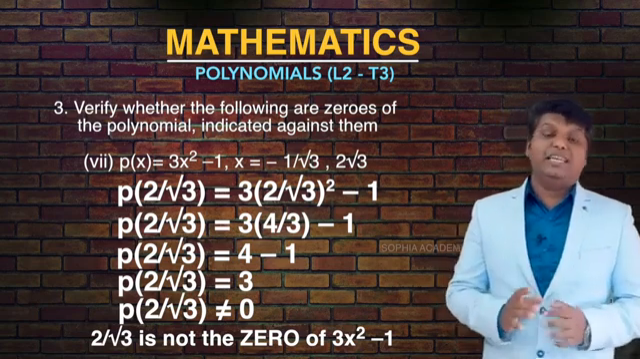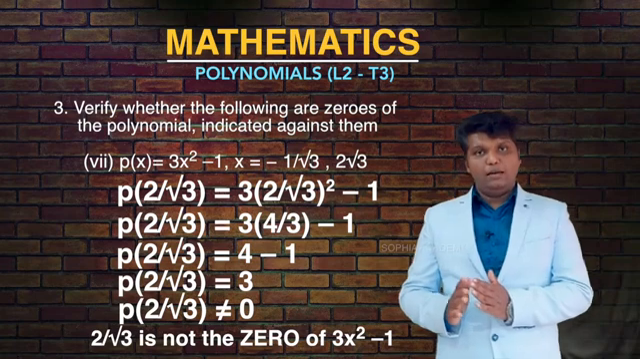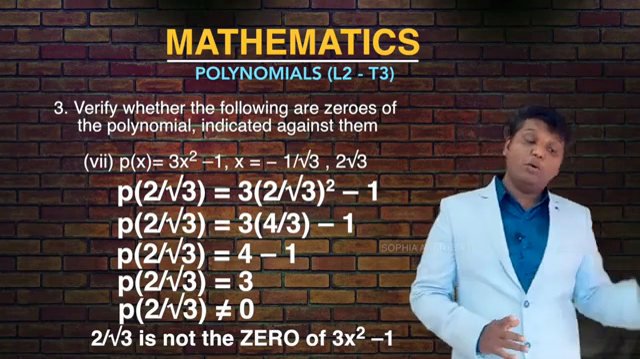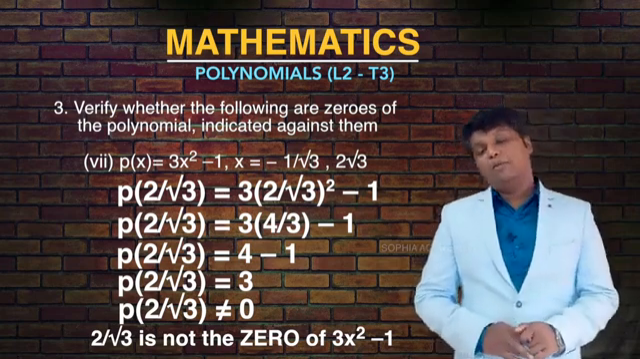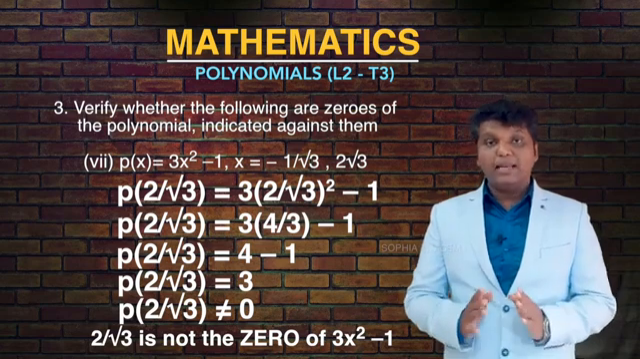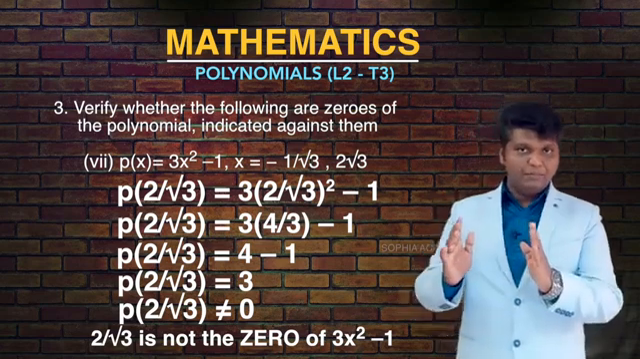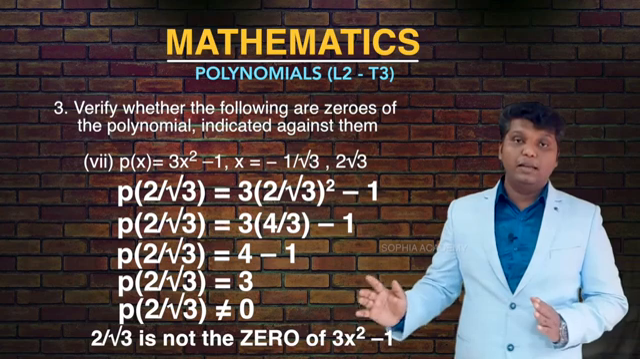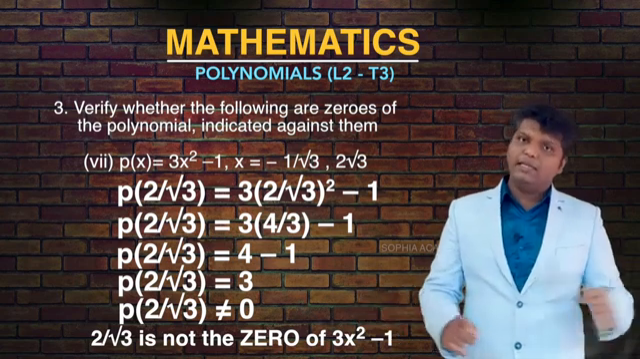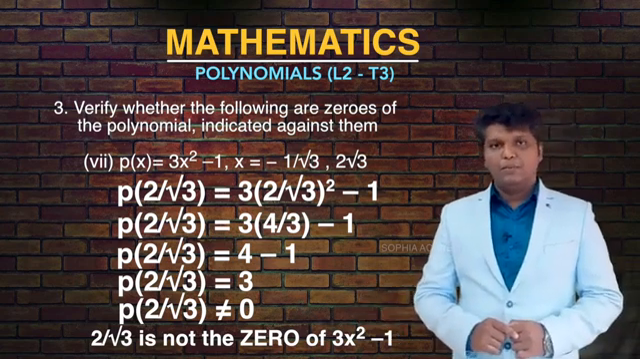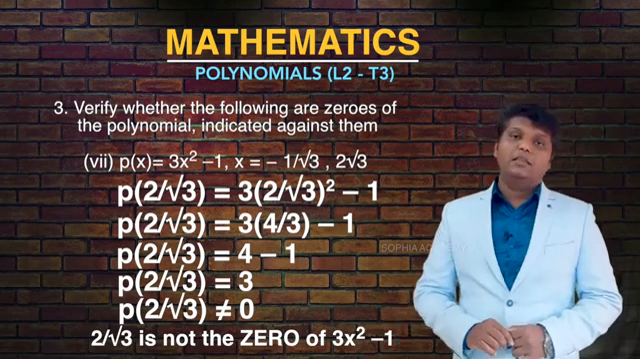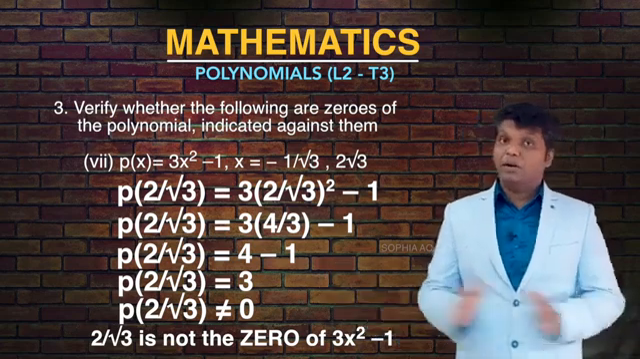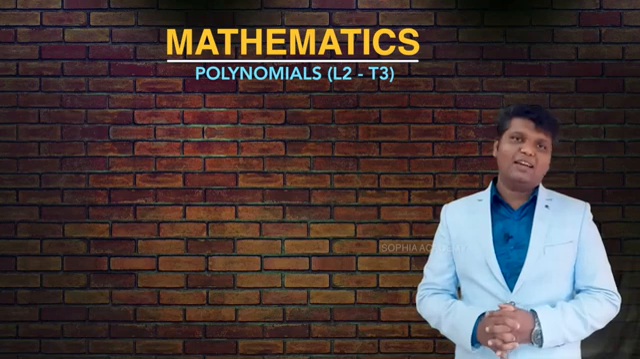So whenever you want to check whether a given solution or a given 0 is an original 0 of the given polynomial, what you have to do? You have to find p of that given number and find the solution. And if the solution is 0, then we will say yeah, it's the root. And if the solution is not 0, then we will say no, it's not the 0, or it's not the root. Like that we can conclude.